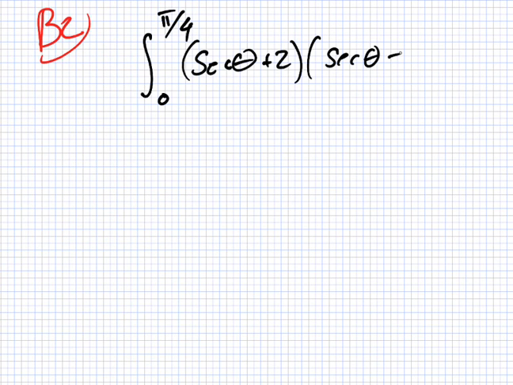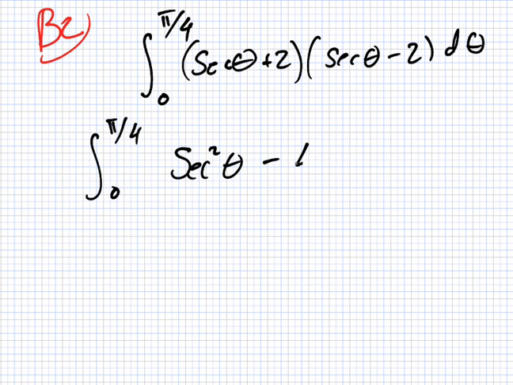B2. So they want you to integrate this: (sec theta + 2)(sec theta − 2) d theta. When you multiply out those brackets, which I think you should, you get sec squared theta minus 4 d theta. So this problem can be changed into this.